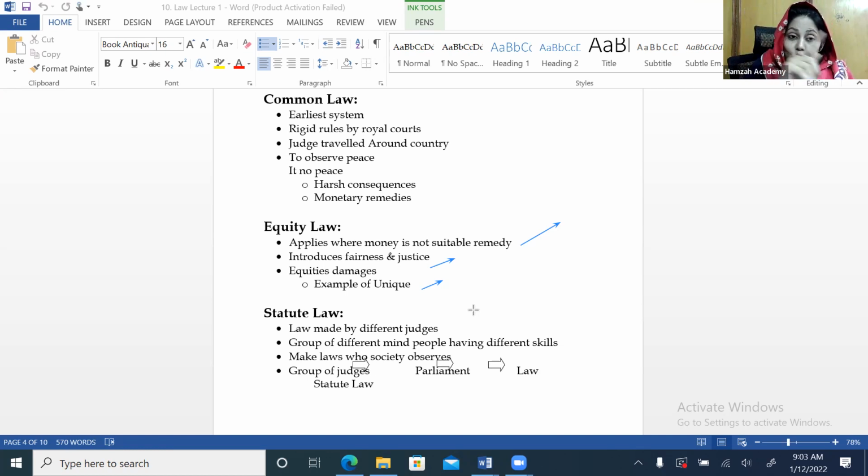But the equity law said no, that is not fairness. Fairness says I should get that painting at any cost, because maybe no other painting in the world will satisfy my wish or the memories of my childhood. So I should get that painting back. The equity law will say, get that painting from the third party and sell it to me. So what is the difference between common law and equity law? First, common law only compensates monetary losses. Second, equity law introduces fairness.